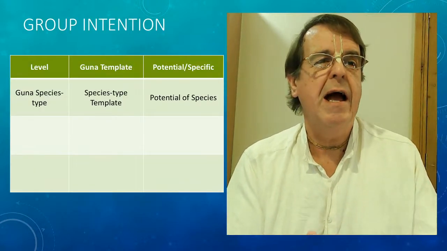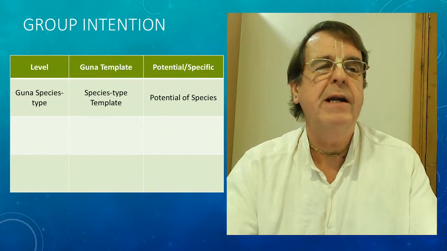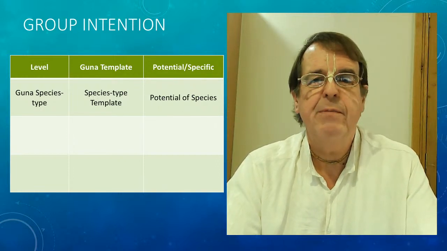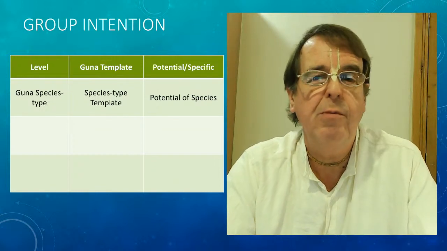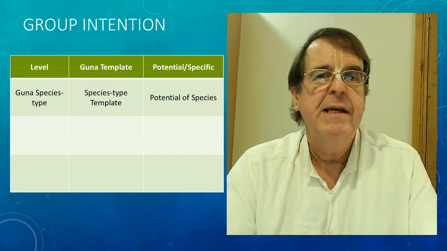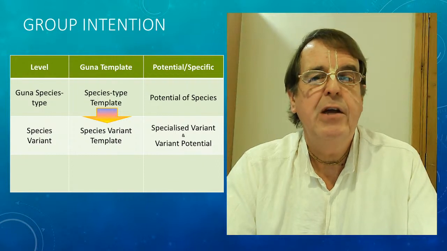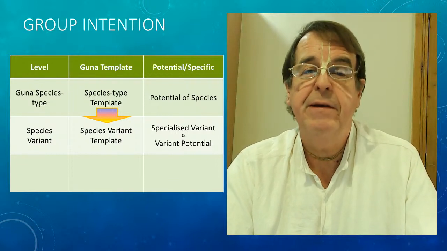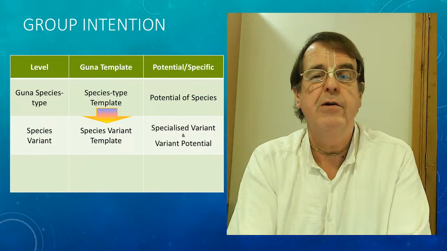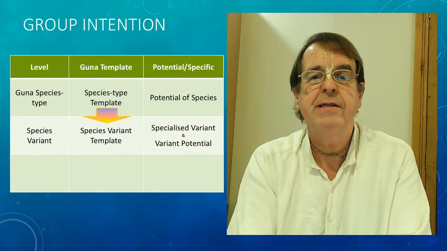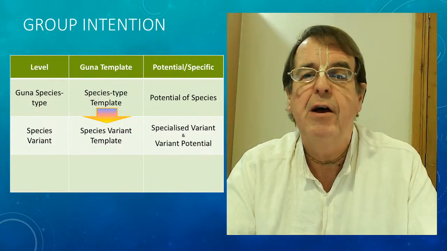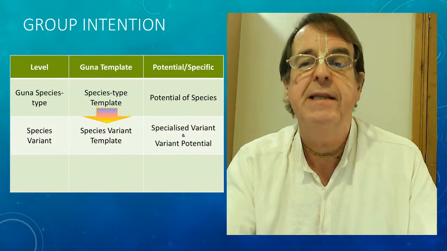For each guna species, there is a permanently existing unmanifest species type template. And this template provides the wide potential to cover all possible evolved or devolved variants of this species type. So we have the next level, which is a huge range, perhaps many or perhaps few, of species variant templates that exist within that one guna species type. These are variants that can become manifest. So each variant is a specific and specialized version of the overall potential that exists within the species type.